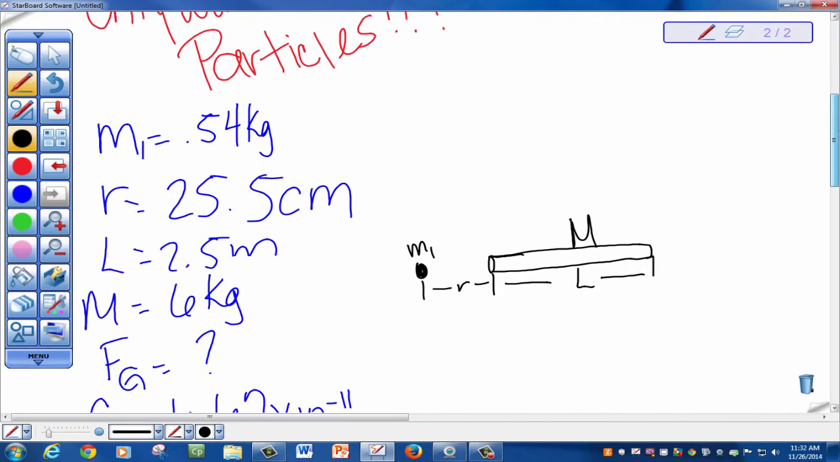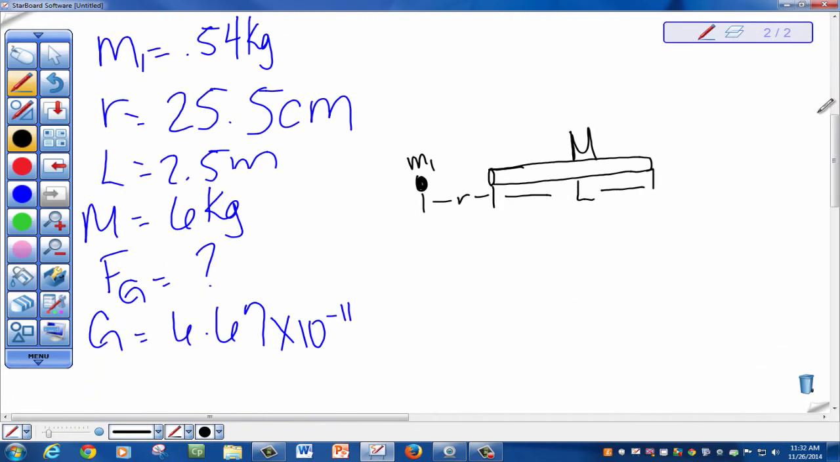So I have a problem. We're given a particle of 54 kilograms that's at a distance of 25.5 centimeters away from the rod. The length of the rod is 2.5 meters. The mass of the rod is 6 kilograms, and it's asking us to find the gravitational force on this particle due to the rod.